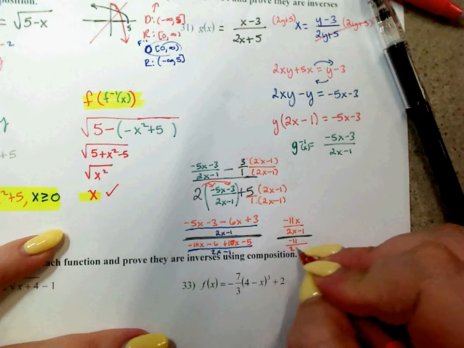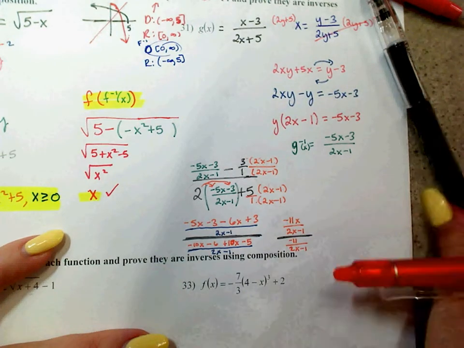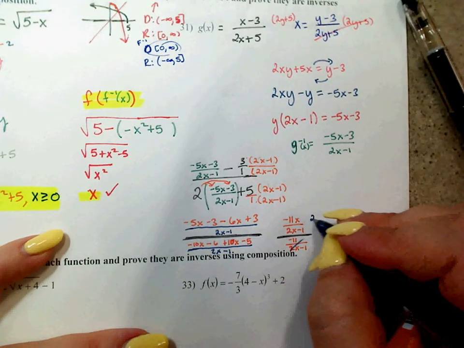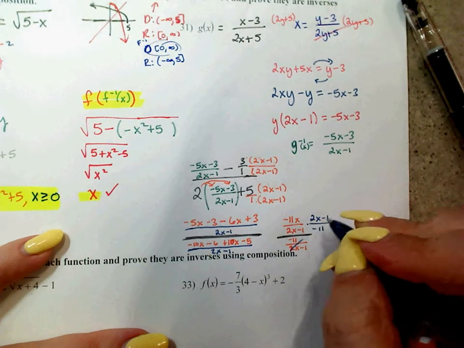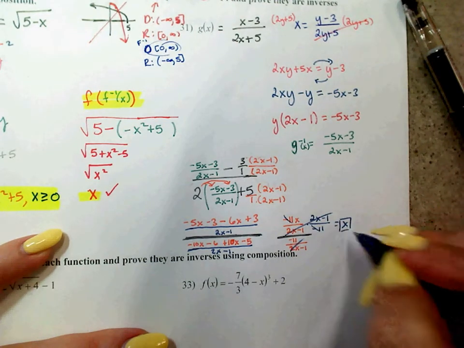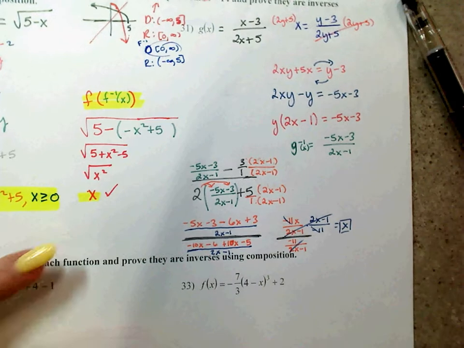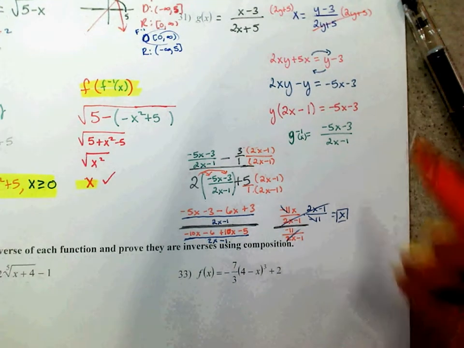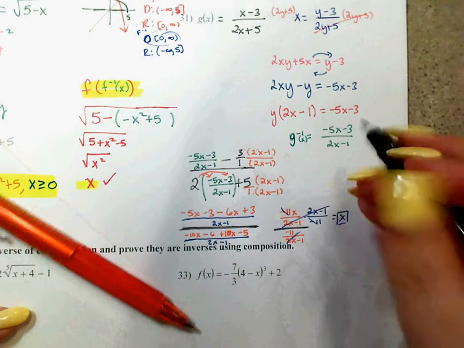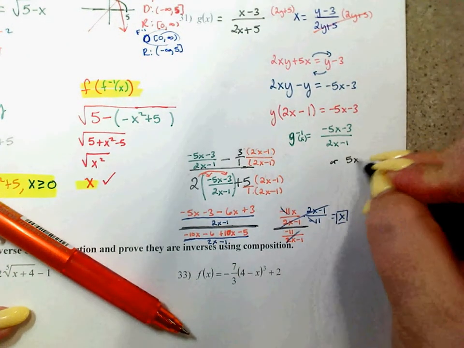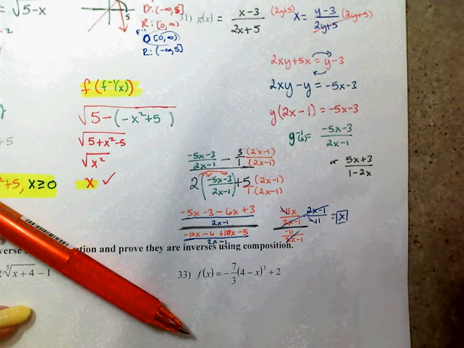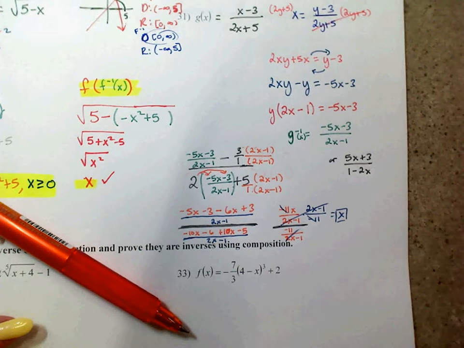So if I were to flip and multiply by the reciprocal, so 2x minus 1 over negative 11, the 2x minus 1 simplify out, the negative 11 simplify out, and I'm left with just x. And therefore they are inverses. Okay? So I got negative 5x minus 3 over 2x minus 1. You could have also gotten 5x plus 3 over 1 minus 2x. That would be the same answer, okay? Just the difference of a negative, and that's perfectly fine.